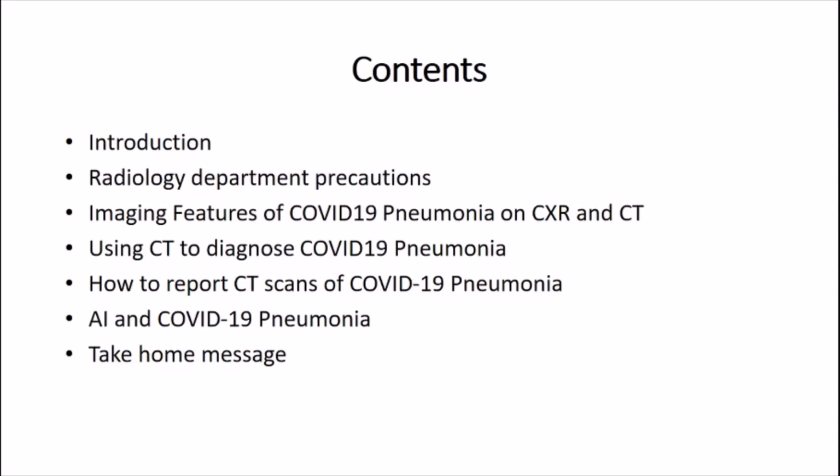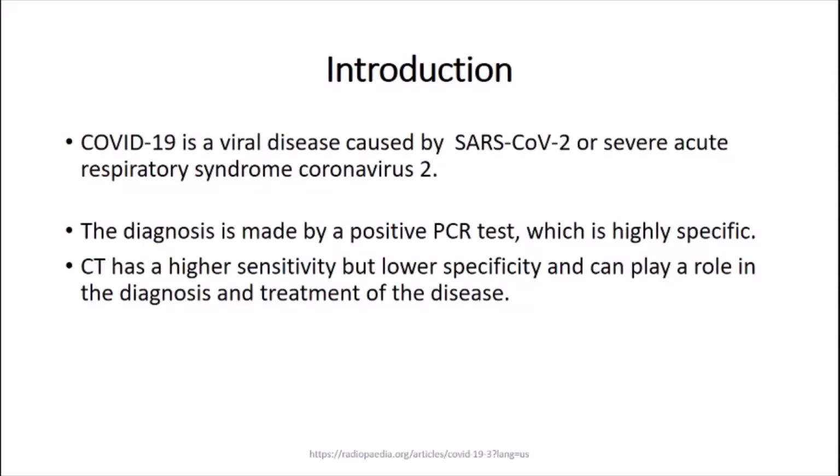We'll give a little bit of an introduction about COVID-19, and then I will talk about the radiology department precautions and the imaging features of COVID-19 pneumonia on chest X-ray and CT, then using CT to diagnose COVID-19 pneumonia, and how to report CT scans of COVID-19 pneumonia in a standardized reporting system. And then I'll talk about the artificial intelligence and its role in diagnosing COVID-19 pneumonia, and I will summarize some take-home messages. So, COVID-19 is a viral disease caused by SARS-CoV-2 or severe acute respiratory syndrome coronavirus 2.